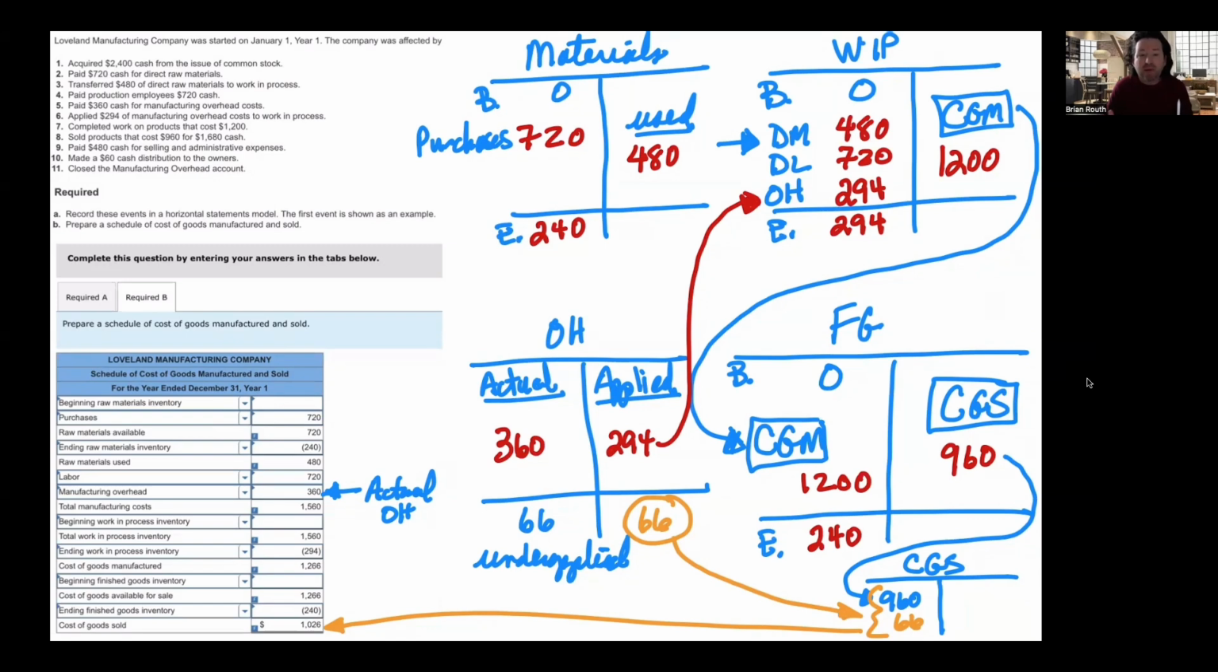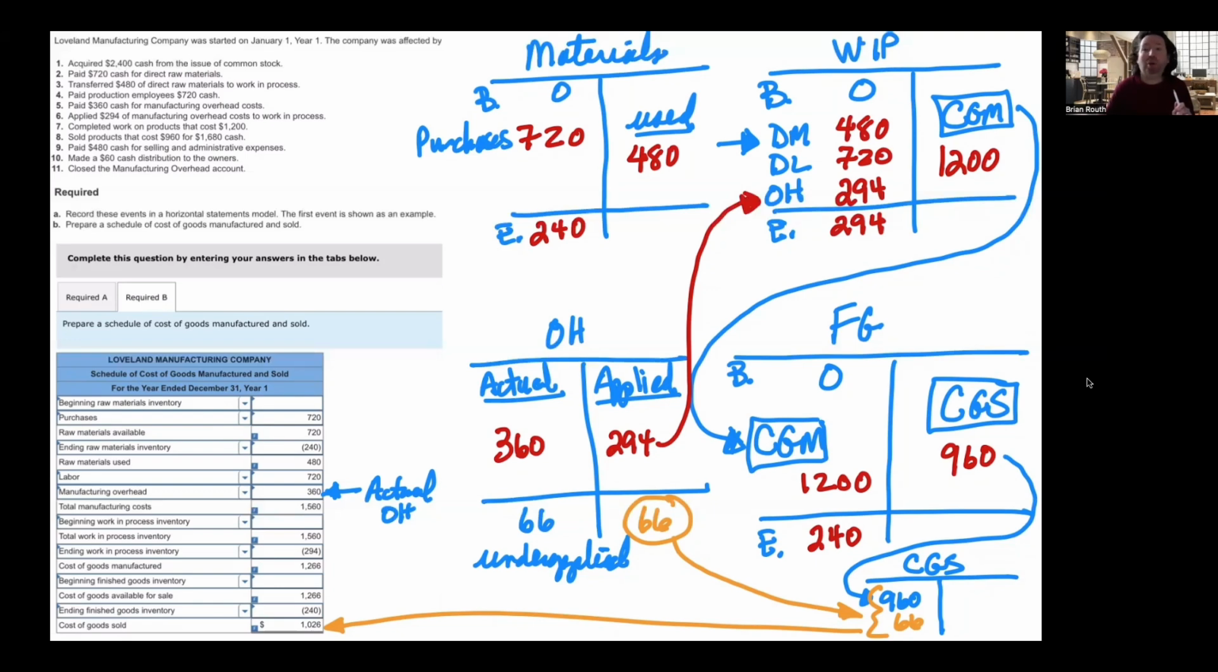Specifically, everything in red has come from our little schedule over there, and I just put it into the T accounts. We didn't have any beginning balances in our inventory accounts, which were materials, work in process, and finished goods, so all the beginning balances are zero. We purchased some materials. We didn't have any freight in; however, if we had freight in, that would have also increased our materials account. They tell us we used direct materials, so that $480 flows directly into work in process. They told us we had direct labor of $720.